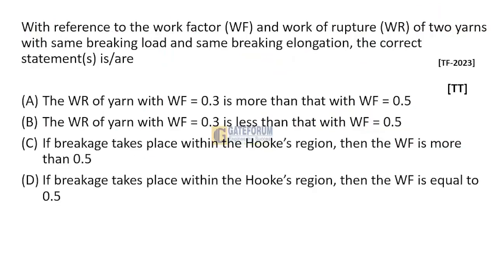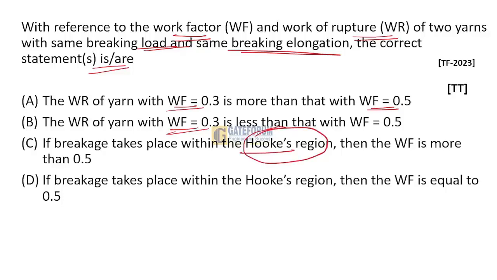It says that with reference to the work factor and the work of rupture of two yarns with the same breaking load and same breaking elongation, the correct statement is or are: option A, the work of rupture of a yarn with work factor 0.3 is more than work factor 0.5. Option B, the work of rupture of the yarn with work factor 0.3 is less than that of work factor 0.5. Option C, if the breakage takes place within the Hookean region, this is very important, then the work factor is more than 0.5. Option D, if the breakage takes place within the Hookean region, then the work factor is equal to 0.5.